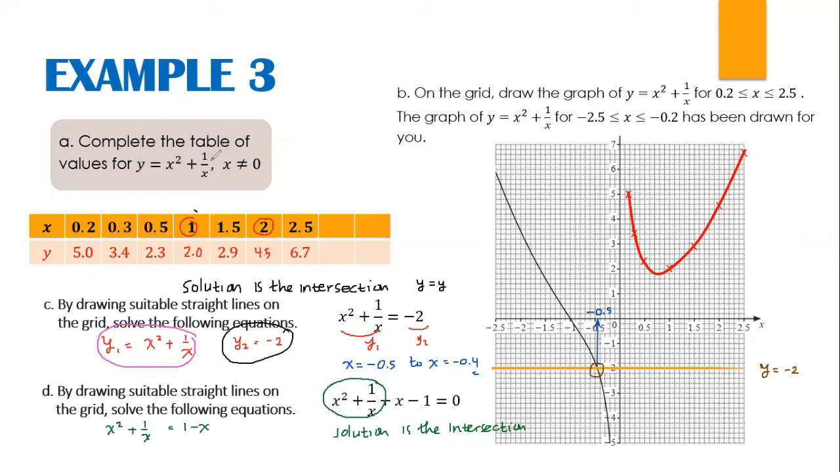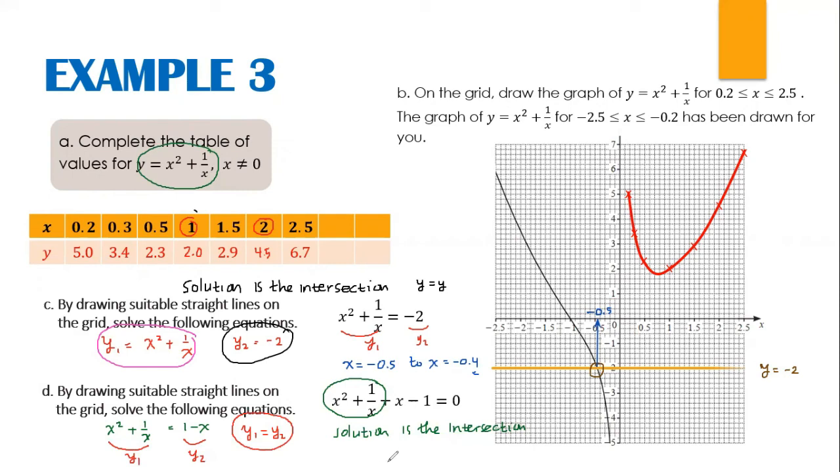Because based on the question, we have y equal x squared plus 1 over x. So we have to separate the main function to the extra function. Is it clear? Now both functions are already separated. So this one is y1 and this one is y2. Okay, now we have y1 equal y2. So both functions are already separated between the main function and the extra function. Is it clear to you?